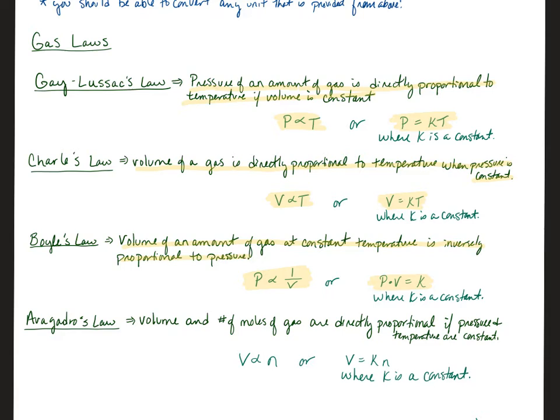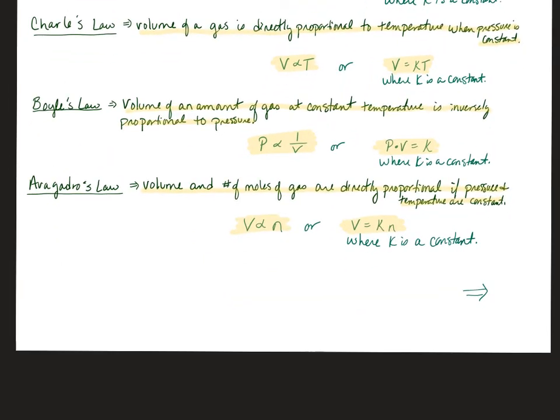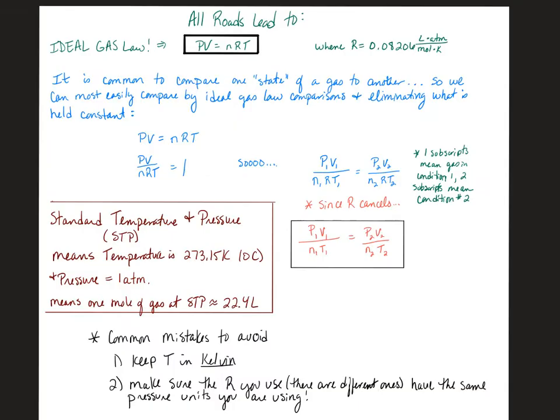Next, we have Avogadro's law. Here he says that the volume and number of moles of a gas are directly proportional if pressure and temperature are constant. So we ignore pressure and temperature, and we simply say that the volume and number of moles are proportional, or V is equal to moles times some unknown constant. Well, all of these really lead to one rule, and that is the ideal gas law.